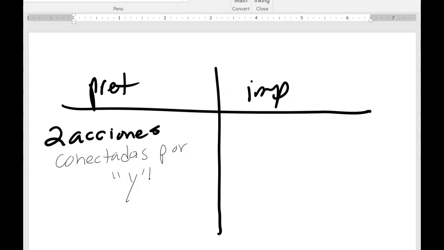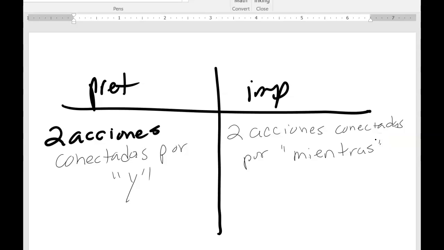Número 2. En la oración que sigue, los 3 verbos están en el imperfecto porque cada uno describe una acción pasada habitual o repetida. So we're just going to cut to it. Here we go back to the apuntes. Dos acciones conectadas por la palabra mientras. So it's just describing 2 things that were going on at the same time versus 2 actions that happened in the past.